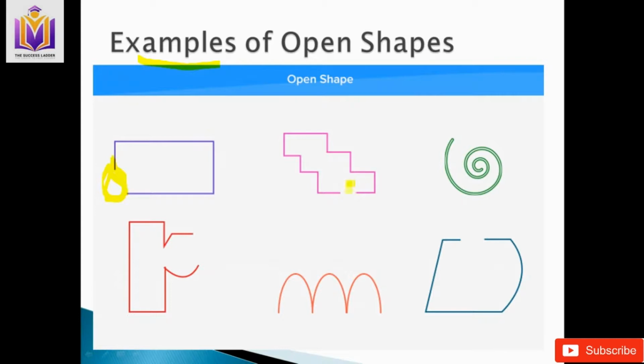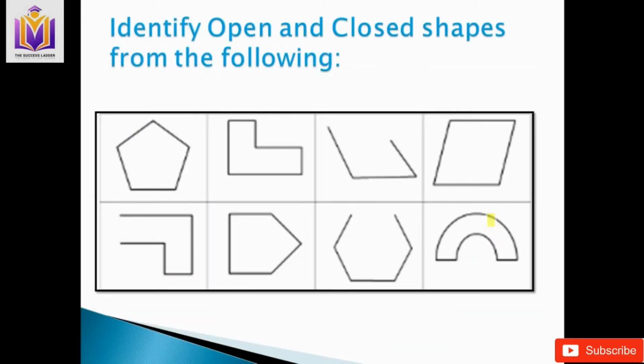Here the starting point and end point are not the same. There is a certain gap. There is a certain break in between. Now see the second figure. Here is also a gap. This figure is not fully enclosed. It is not fully intact. This is also open from this point. The next figure is also open from down. So here the end point and starting point are not the same. Similarly the last figure also is open from this point. So the figures that are not fully enclosed, we call them open shapes.